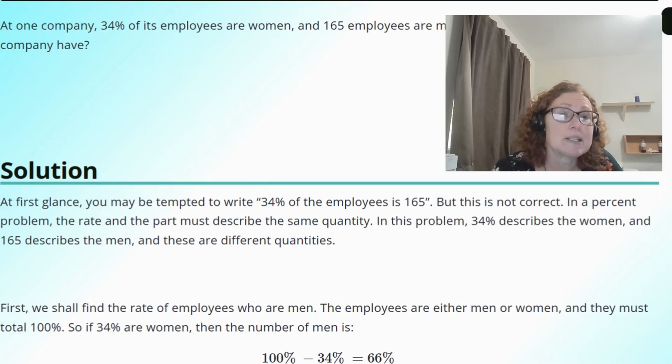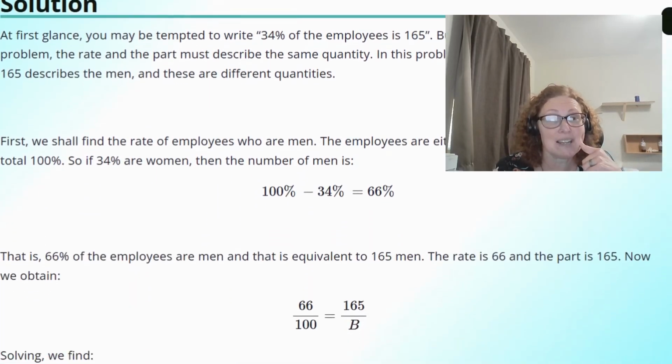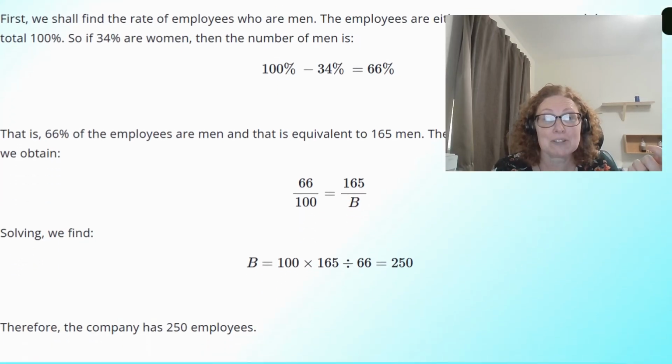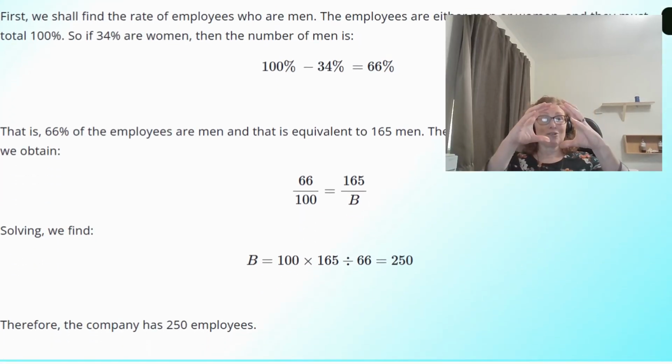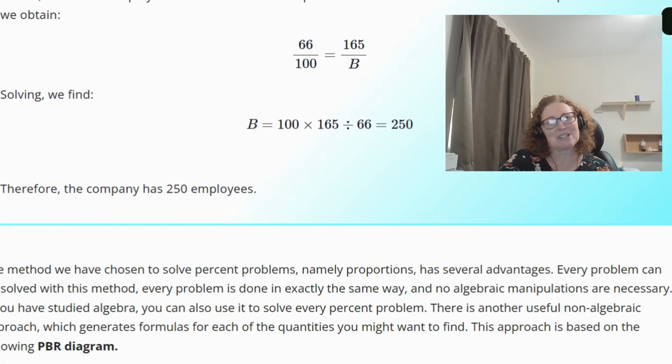So, but we can't say 34% of the employees is 165 because that's not accurate. 34% are women, but 165 employees are men. So if we wanted to find out the percentage of men, we would subtract from 100, because 100%, the whole, minus 34% is 66. And then we could figure it out from there. So we would find out that the whole is 250 employees. Okay. So that's another example.